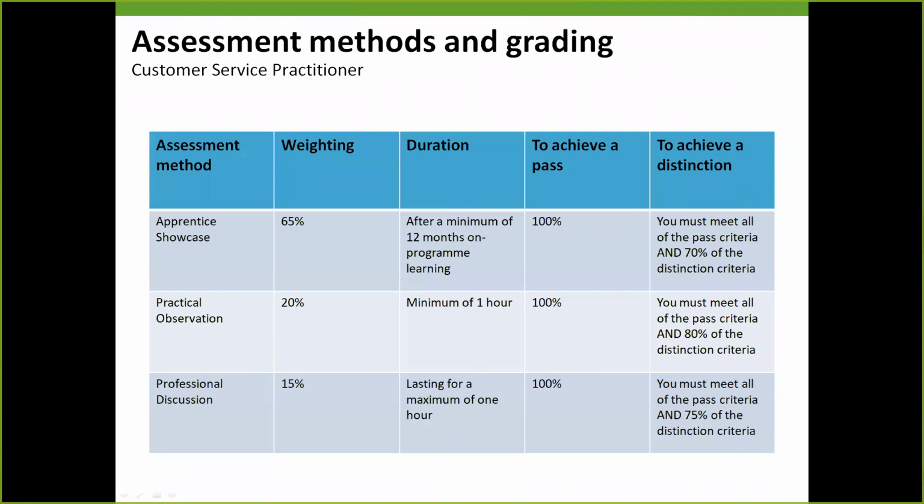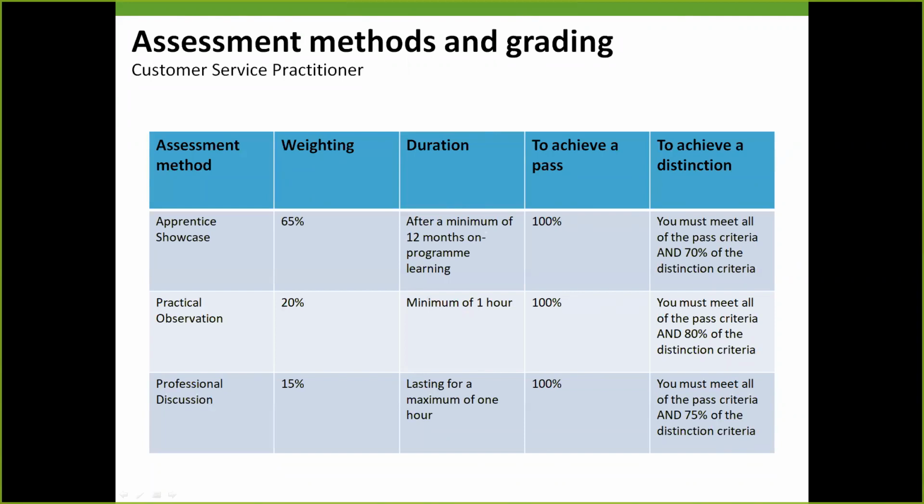And last but not least, professional discussion, which is worth 15%. It lasts for a maximum of 1 hour. And also a very similar grading structure between pass and distinction. You've got to meet all of the pass criteria to achieve a pass, and 75% of the distinction criteria if you want to achieve a distinction. So those areas of the standard which are not able to be evidenced during observation, for example, will be discussed subsequently at professional discussion by the independent endpoint assessor.